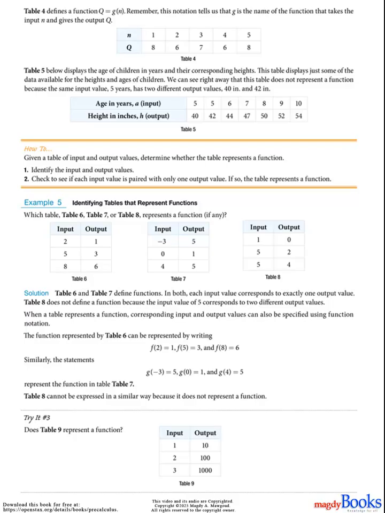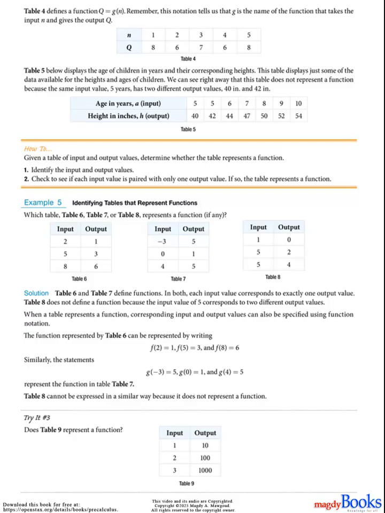Solution. Table 6 and Table 7 define functions. In both, each input value corresponds to exactly one output value. Table 8 does not define a function because the input value of 5 corresponds to two different output values. When a table represents a function, corresponding input and output values can also be specified using function notation. The function represented by Table 6 can be represented by writing f of 2 equals 1, f of 5 equals 3, and f of 8 equals 6.